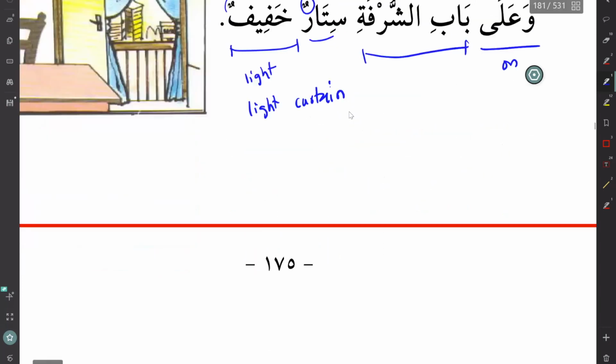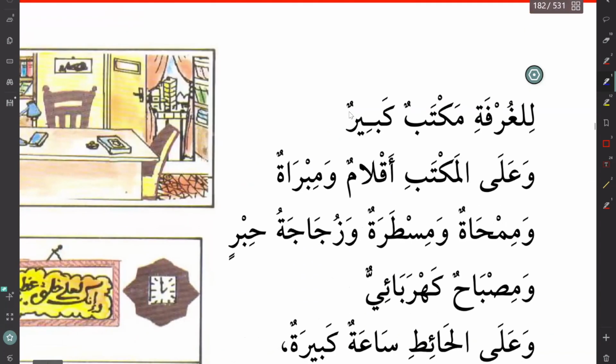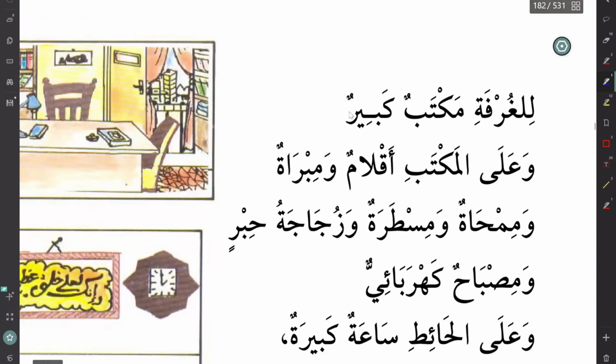Now we have lil ghurfati maktabun kabir. So again, we can translate it as for the room, or the room has. So the room has what? A big desk. Remember, we said that maktab can mean desk or office. Here you'll be translating it as desk, a big desk. So the room has a big desk.